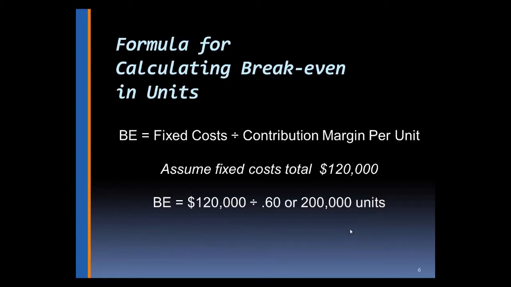So, in this example, let's assume we have fixed costs of $120,000. The formula to calculate the break-even is fixed costs divided by contribution margin per unit. So if you divide the fixed costs of $120,000 by 60 cents, you get 200,000 units. So this means that when the firm reaches 200,000 units, they are breaking even. At 199,999, they're losing money. At 200,001, they're making money.